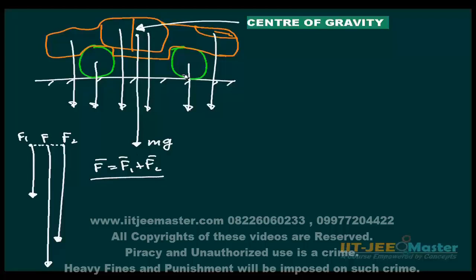Center of gravity means the point at which gravitational force appears to act. Center of gravity is that point where gravitational force appears to act on the car. This is the sum of all these vectors. If you do their vector sum, then that vector will be equal to this mg vector, and whose point of action also you can find out using this algebra or this formula.